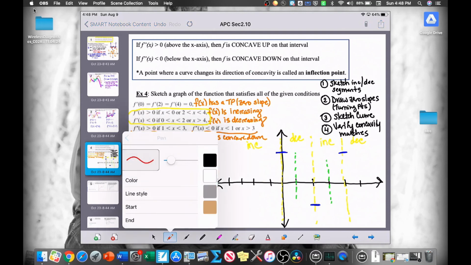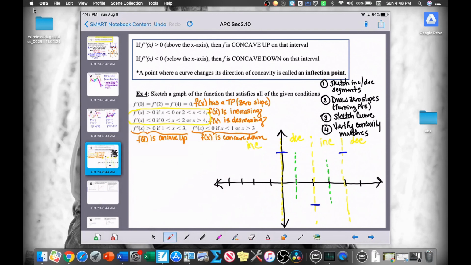All right, so I'm ready to take a guess here at what f of x might look like. I know that f of x is increasing until here. Now it has a turning point, and I know that it switches from concave down to concave up, so I have this inflection point right here.